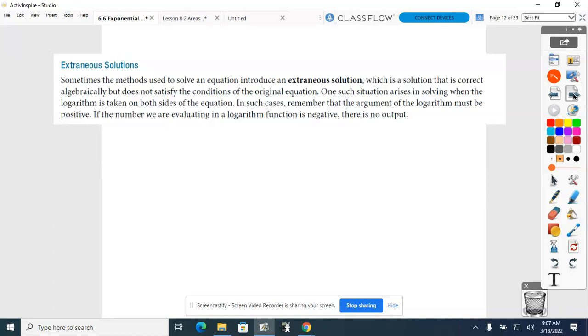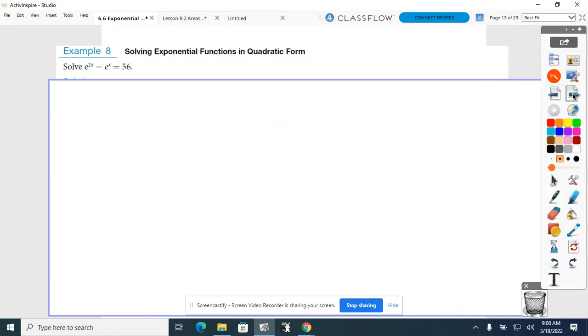With exponentials, you don't usually get extraneous solutions, because what's the domain of any exponential? All real numbers, right? But what's the domain of a log? It's only positive numbers, right? So when we start solving problems that start out with logs, there might be solutions that are extraneous. And whenever you have a quadratic, you might have solutions that are extraneous.